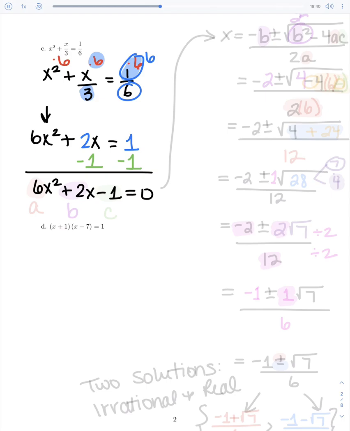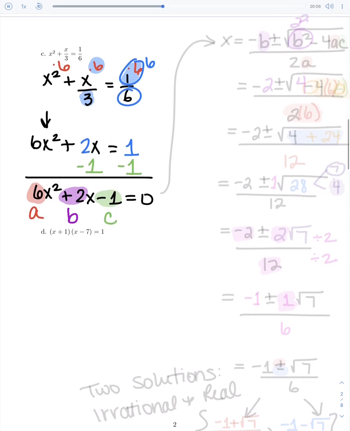And that tells me my a, the first number out in front of the x squared term, is 6. My b is whatever's in front of the x term, which is a positive 2. And my c term is whatever's at the end by itself with no x's, which is the negative 1, so c is negative 1.